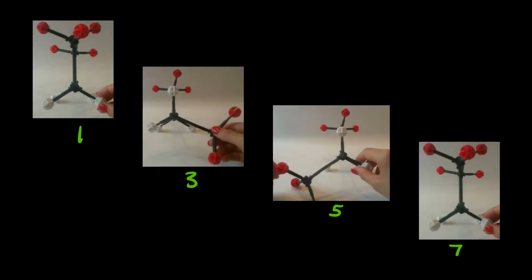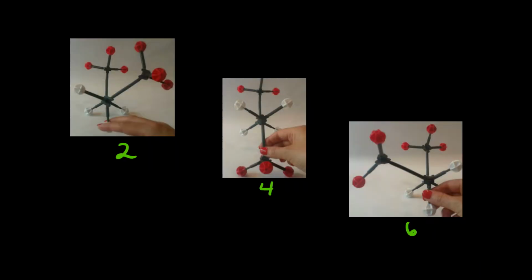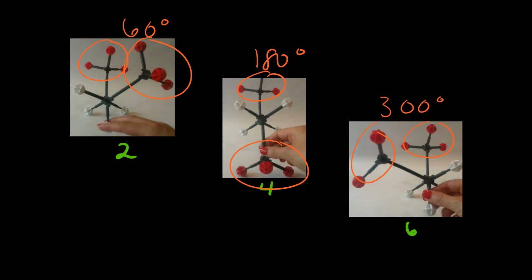So here are the 4 eclipsed conformations that we have so far. We have an angle of 0 degrees between the 2 methyl groups. We have a 120, we have the 240, and we have the 360 dihedral angles. With the staggered conformations, we have a 60-degree dihedral angle between the 2 methyls. We have a 180, and then we have the 300-degree dihedral angle.